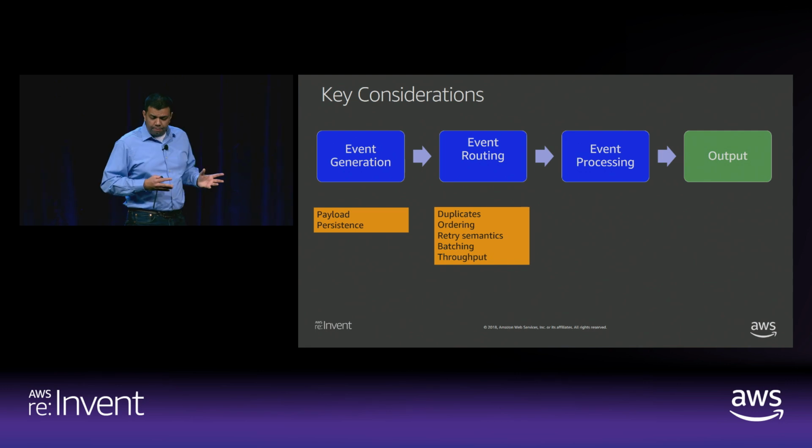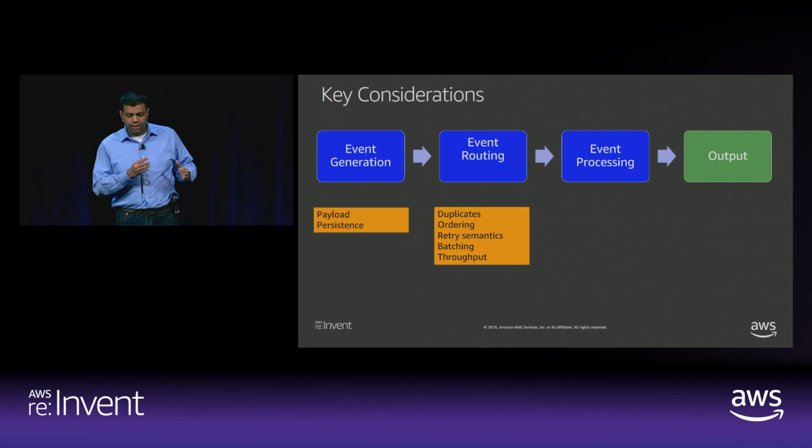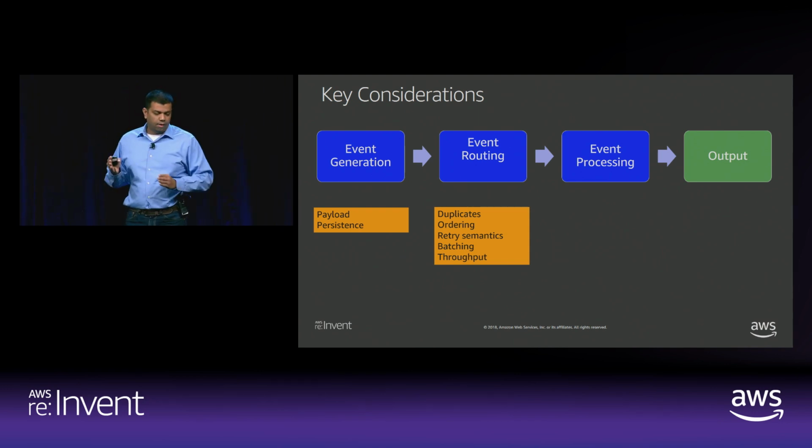When it comes to routing, you want to think about what is the mechanism by which the events get to the event processor, and whether there are certain considerations in terms of duplicates, whether they are delivered in a certain order, whether your application is resilient to handling duplicates, whether it can handle events out of order, and then what the retry semantics are.